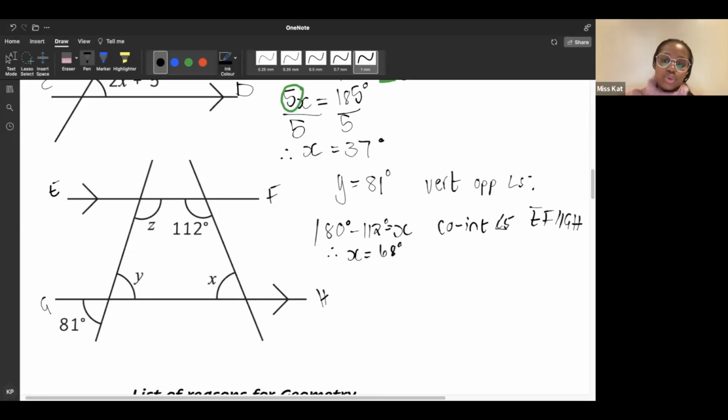And then what you would say: 81 plus z equals 180. The reason: co-interior angles, EF parallel to GH. So z is 99 degrees.